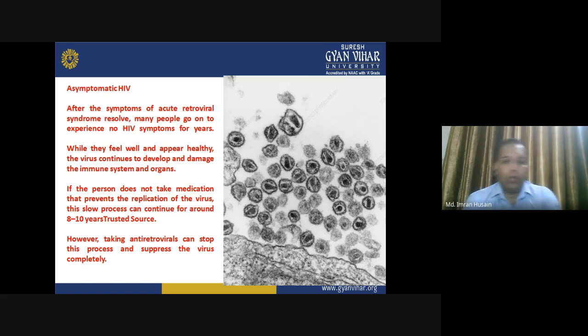After the symptoms of acute retroviral syndrome resolve, many people go on to experience no HIV symptoms for years. While they feel well and appear healthy, the virus continues to develop and damage the immune system and organs internally. If the person does not take medication that prevents the replication of the virus, this slow process can continue for around 8 to 10 years. However, taking antiretrovirals can stop this process and suppress the virus completely.